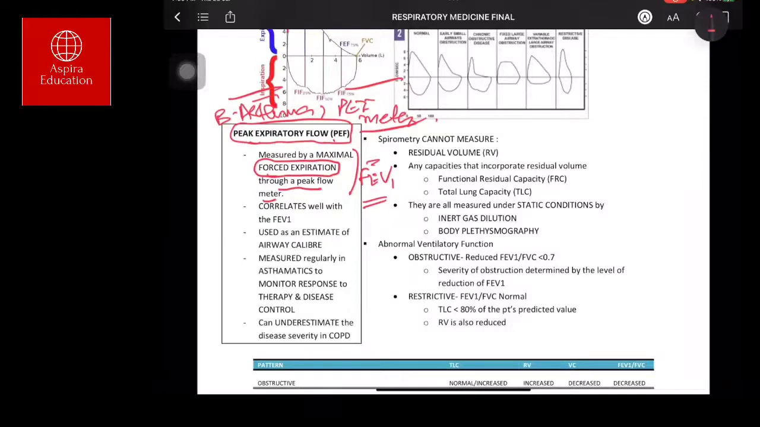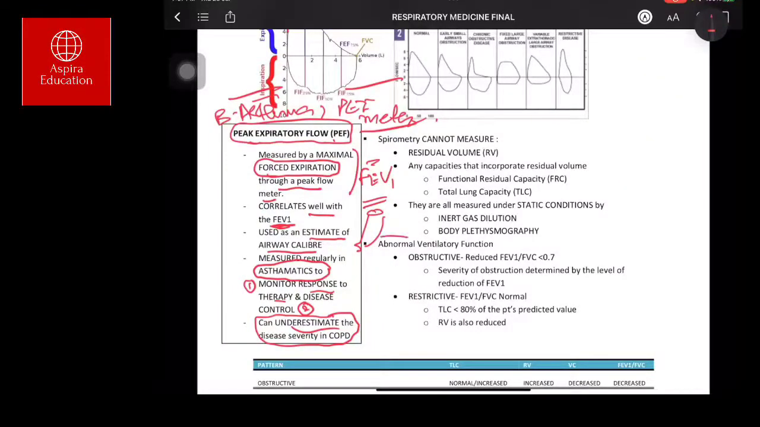So in the first second, whatever forced air you are expelling out of your lungs is being recorded by a gadget. So this correlates very well with FEV1. It is used as an estimate of airway caliber. Routinely, it is measured in asthmatics to monitor the response to therapy and disease control. In COPD, in variable situations, it can underestimate the disease severity.